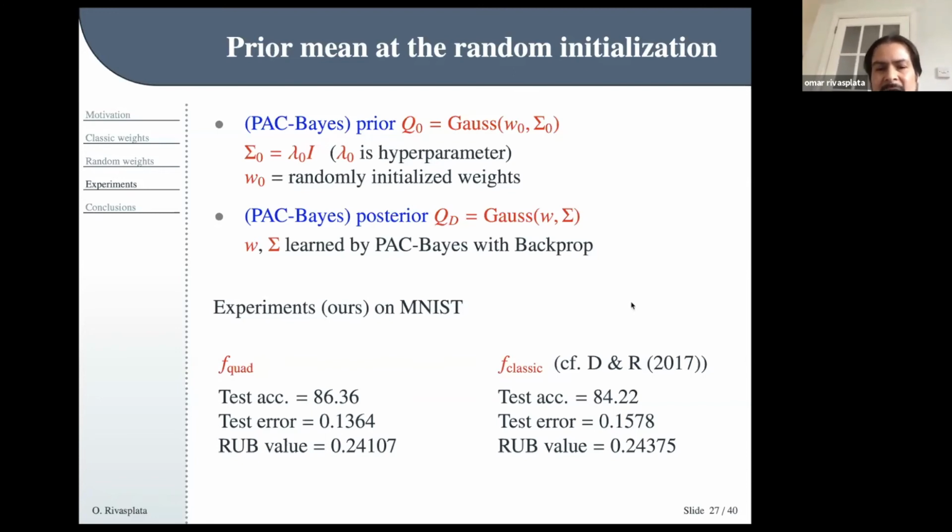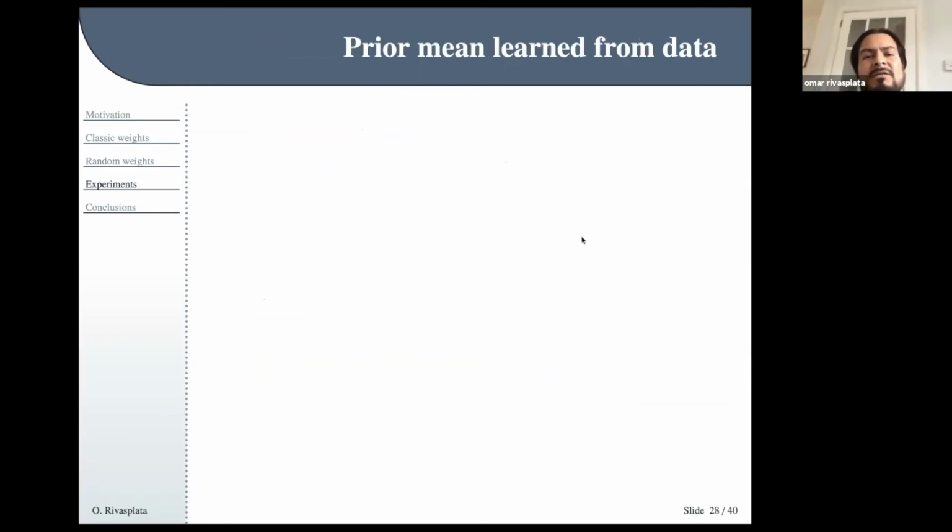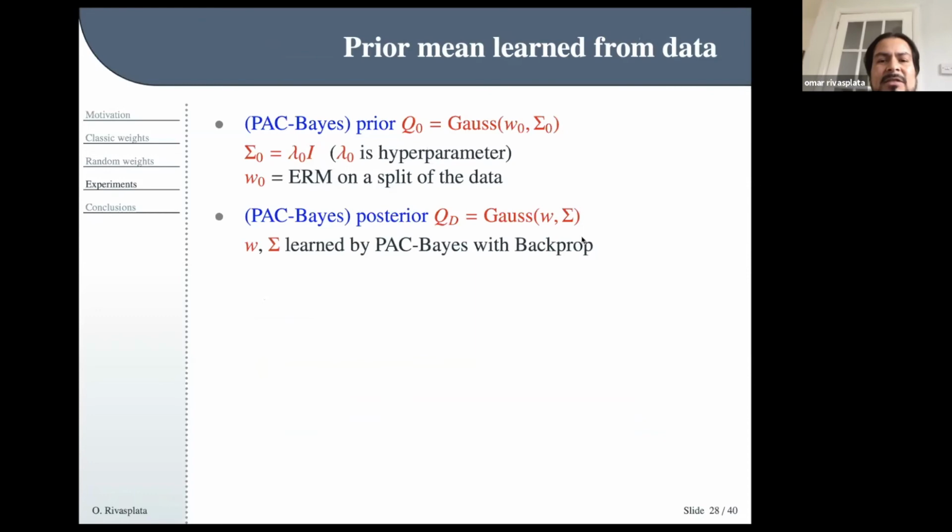And then another idea was, what if we split the data and use a little bit of the data in order to train a prior, and then the rest of the data in order to learn the posterior distribution. So that's what we did in the second kind of setting, a prior mean learned from data. The prior is a Gaussian distribution. The center of that prior distribution is learned by plain vanilla empirical risk minimization, so stochastic gradient descent, to minimize empirical cross entropy loss. And the posterior is a Gaussian distribution, which is then learned by PAC-Bayes with backprop, by updating scale and center parameters at each gradient update step.